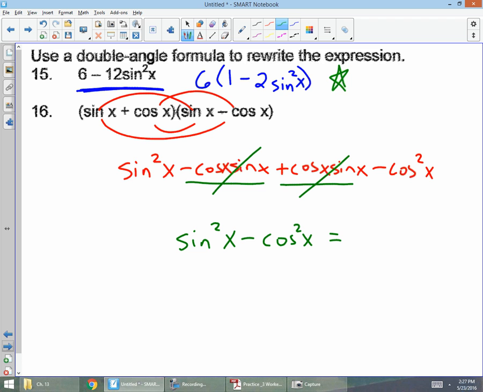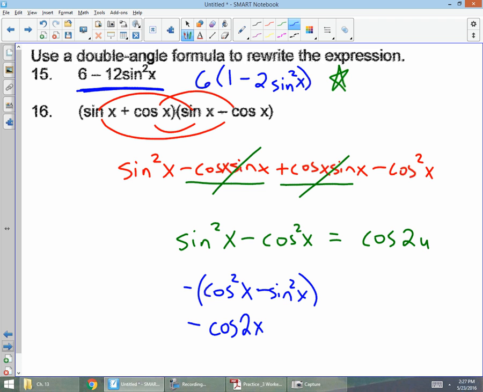It would be the cosine of 2u, but there's a small change here. Technically, there's a negative out in front of it, and it would be the cosine of x squared minus the sine of x squared. So really, I've changed it to a u. That's what the book has all the time. And so it's really just going to be a negative version of that. So we'll come back to 15 to finish that in just a moment here.